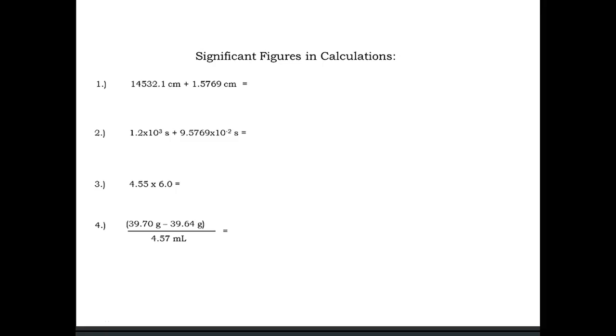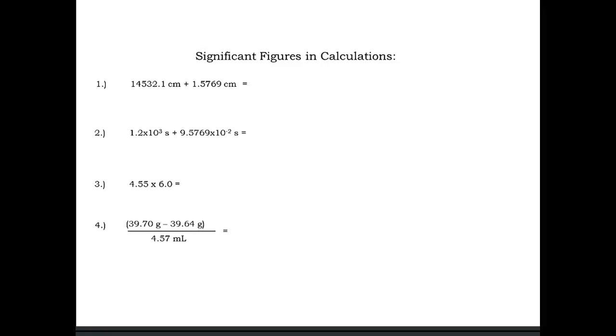So we're going to do some calculations. The first two are addition, the third one is multiplication, and the last one is a combination of subtraction and division. And that last one's going to be the one that confuses you. The last one is going to be the one that you're going to miss on the quiz unless you really pay attention. Let's do the first one.